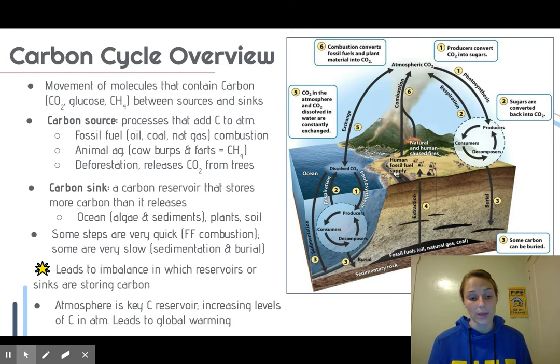Increasing levels of carbon in the atmosphere can lead to global warming. So if you've heard about global warming and why driving cars might be involved in that, just think about the carbon that's being released into the atmosphere, and that some of the processes that take it out take way longer to happen, so we get an imbalance.